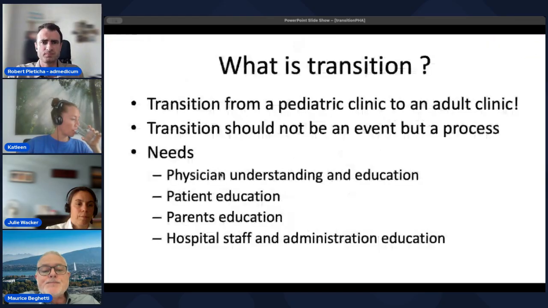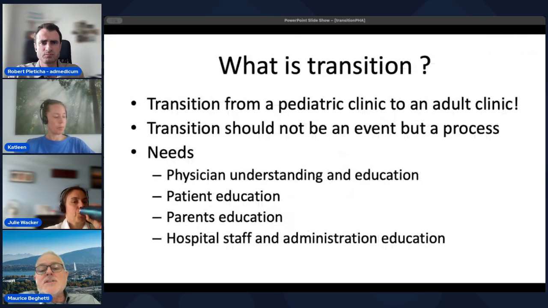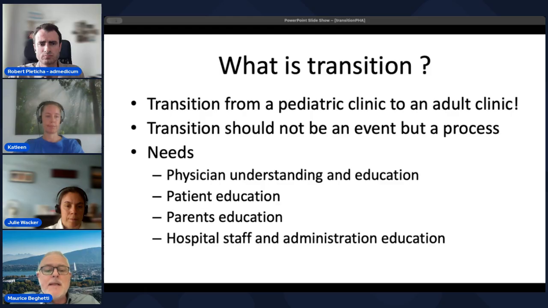Next slide, Rob. So what is transition? Let's try to define that. Transition is the transfer from a pediatric clinic to an adult clinic. So transition is not just an event, but it should be a process, and I will insist on that over most of the slides. So what do we need? We need physician understanding and education. We need patient education. Clearly, we need parents' education because they were part of the problem for many, many years. And we need hospital staff and administration education.